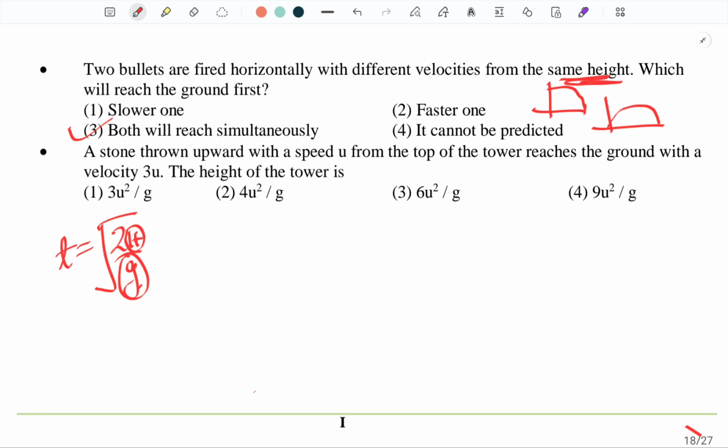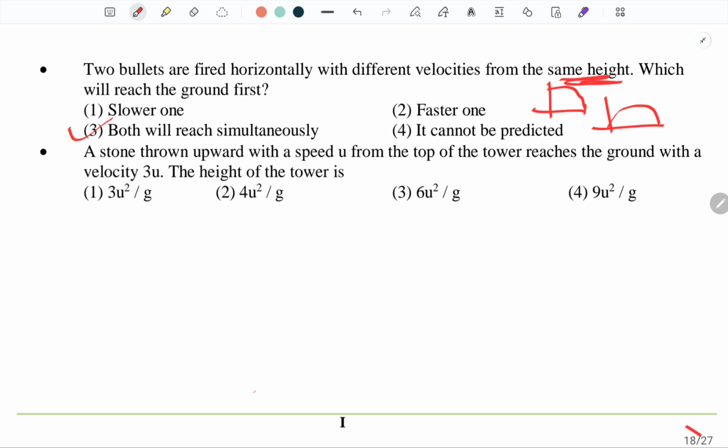If we had asked which will have a greater range, obviously it is the one fired with higher velocity. Here, different velocities are given, and the question asks who will reach the ground first. Both will reach simultaneously. The faster one will travel more, the slower one will travel less. So the faster one will be something like this, the slower one like this. I hope this particular question is clear. Let us move on to the next question.